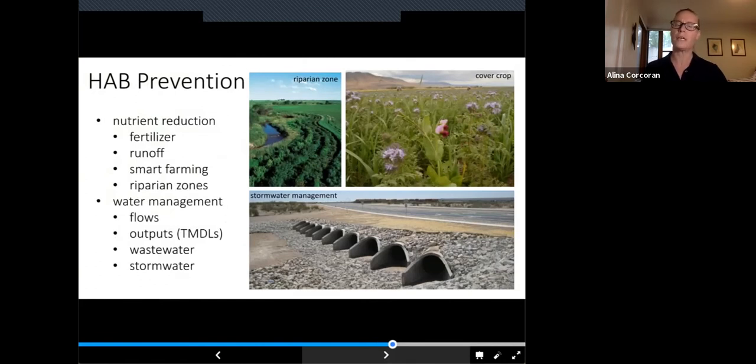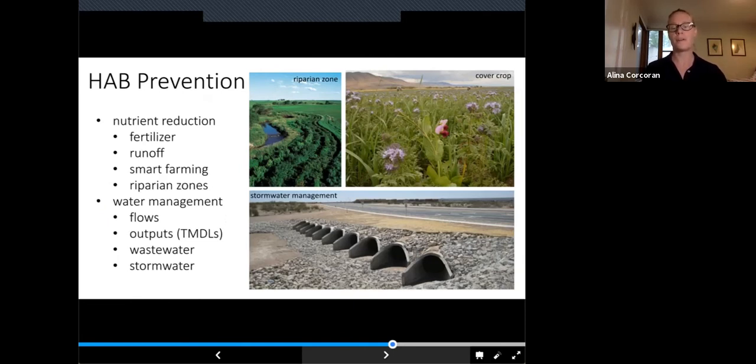So prevention includes reduction of nutrients and managing of water systems. And this can happen at the level of individuals, as well as municipalities, states, at the federal level. Nutrient reduction would include reducing fertilizer inputs, reducing runoff to aquatic systems, employing smart farming, adding riparian zones outside of aquatic systems, and water management would include managing flows, outputs, wastewater, and stormwater.